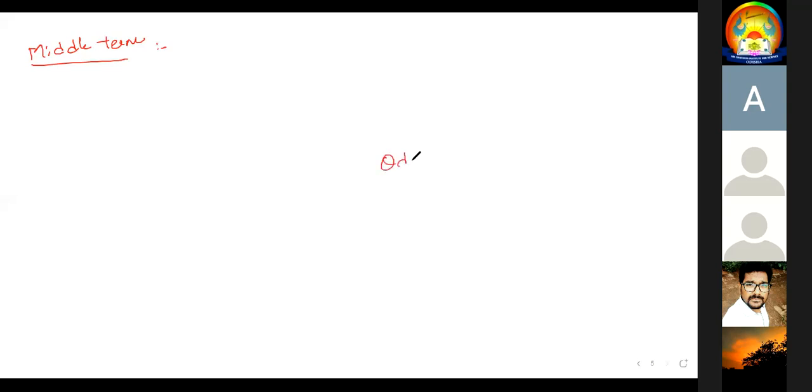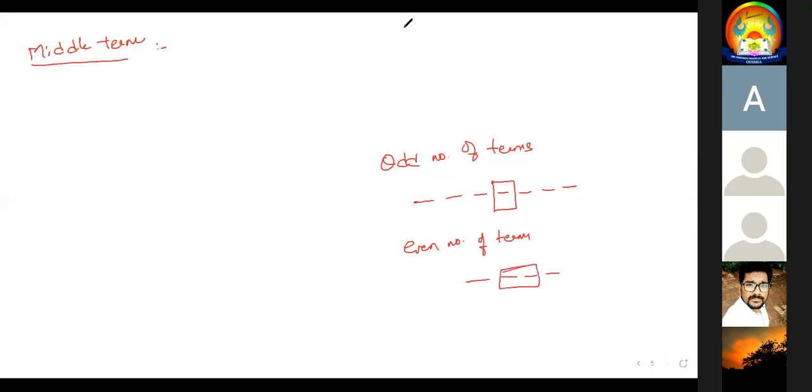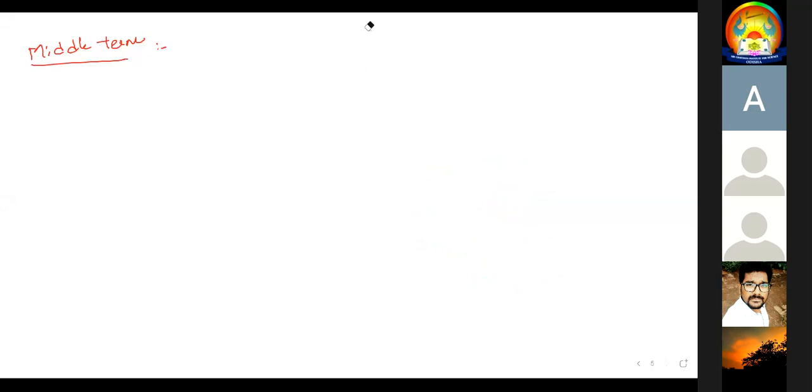If I have odd number of terms, means 1, 2, 3, 4, 5, 6, 7, odd number of terms, what is the middle term? This is the middle term. If you have even number of terms like 1, 2, 3, 4, there will be 2 middle terms. Okay, there will be 2 middle terms like that.